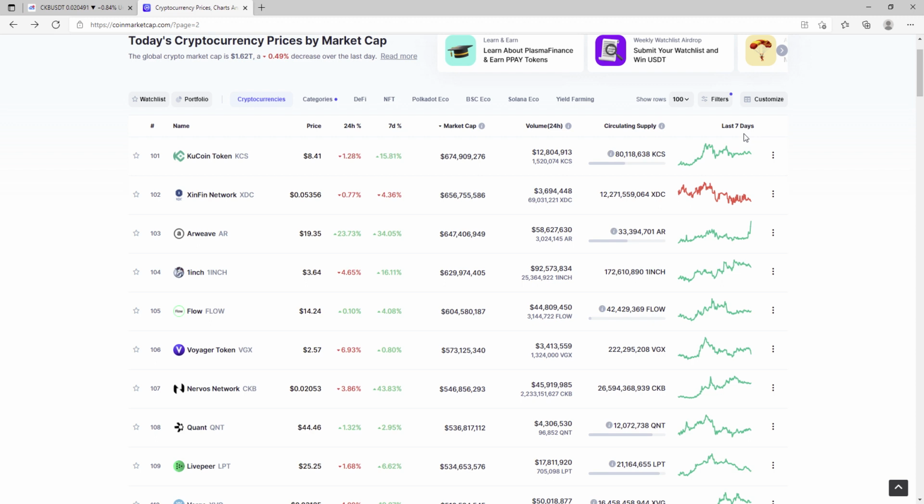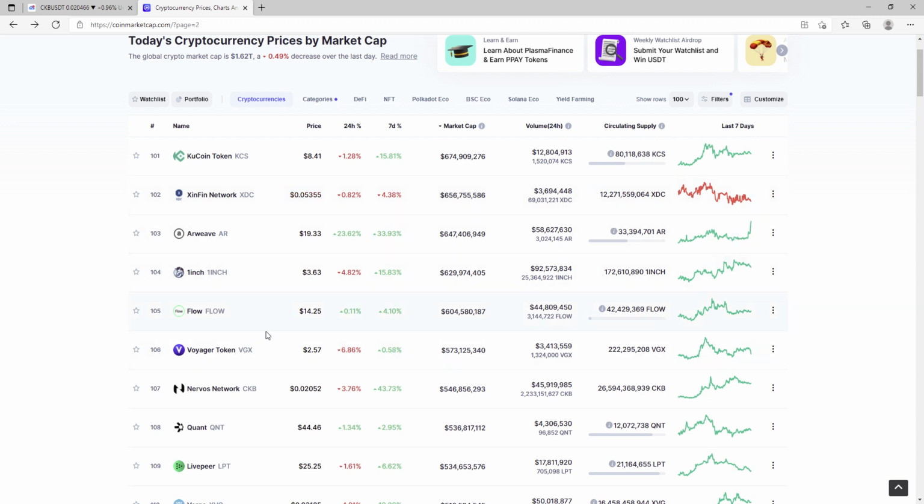Central Time. We're talking about how high can CKB Nervous Network actually go. Now, we're going to be breaking this down by comparing current price to market cap, multiplying it, and then comparing it to other currencies that have similar market caps.